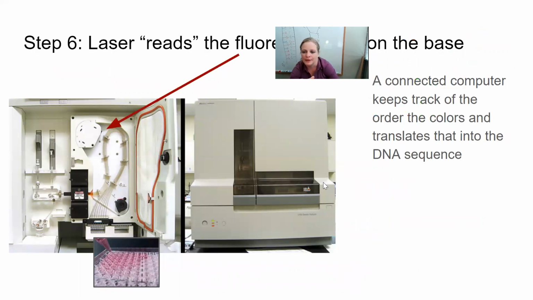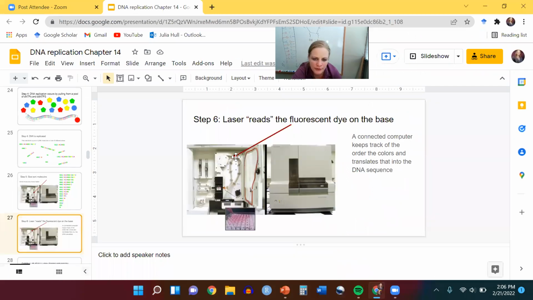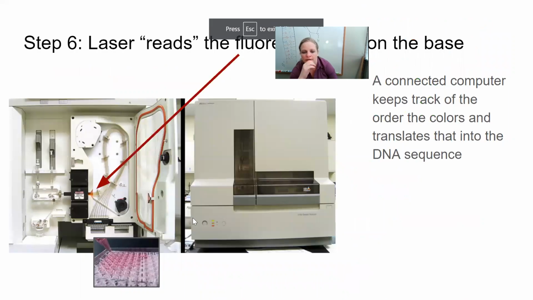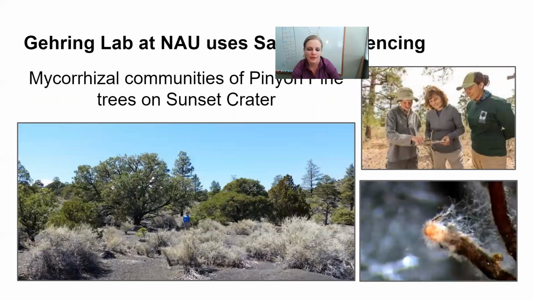So the laser, I'm going to change that word now. In this photo, in the machine that I use at NAU, it's up there, but this one looks like it's down here. Okay, so that's where that laser is. And then it translates those flashes of color into an actual DNA sequence.